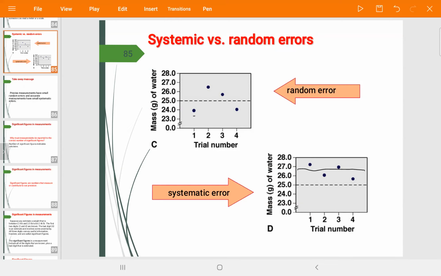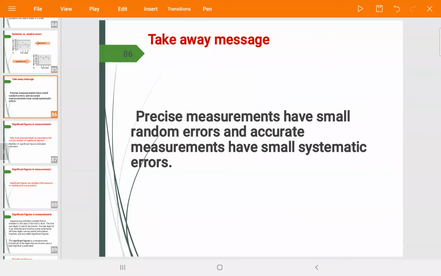Here, when you have random error, remember, precise measurements should have small random errors. Accuracy is not affected by random error as much as it is affected by systematic error. Therefore, this is very important. Precise measurements have small random errors, whereas accurate measurements have small systematic errors.